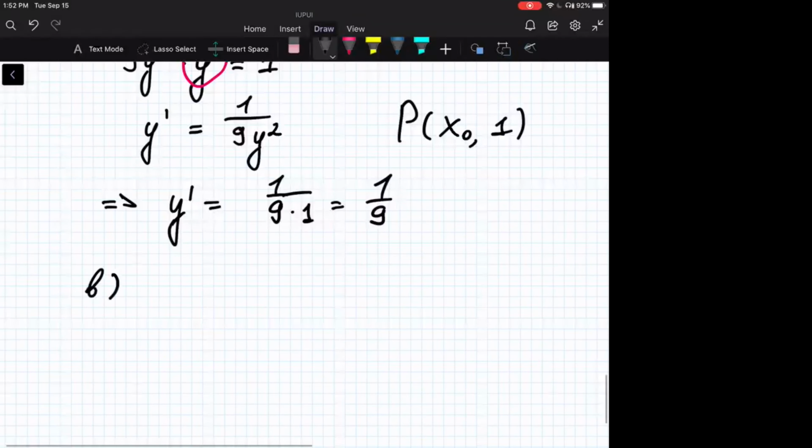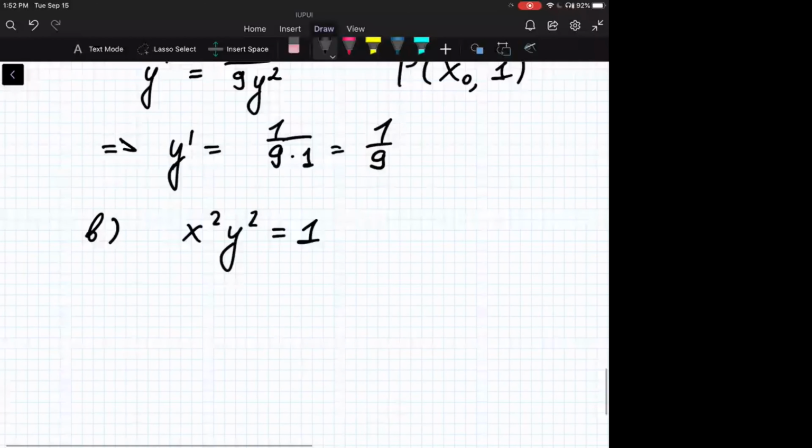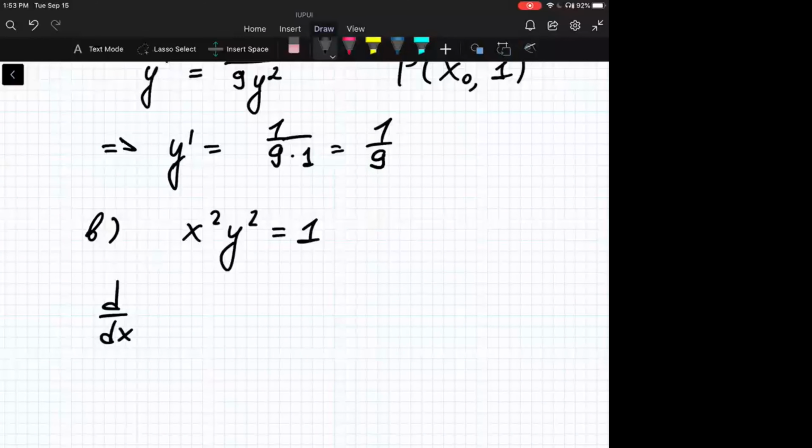Part B is the following example: x squared y squared is equal to 1. And again, let's calculate the derivative of both sides.